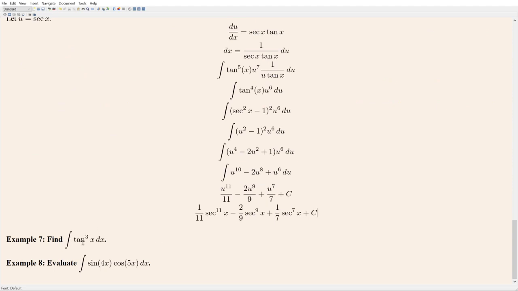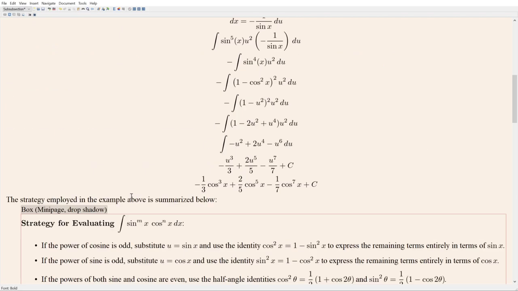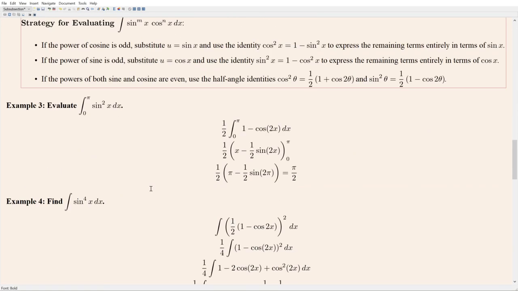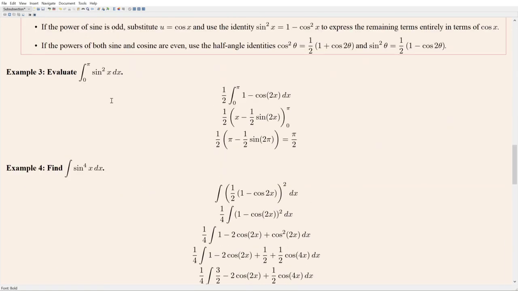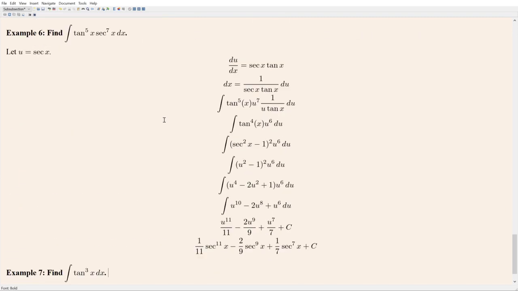Okay, so here we have a lone tangent cubed. So, earlier on, if you have just a trigonometric function which is raised to a power, well, for sine, we have this reduction formula. For cosine, we have this reduction formula. So there's that. Or, if the powers are even, as was the case here, you could use one of these double angle formulas for sines and cosines.